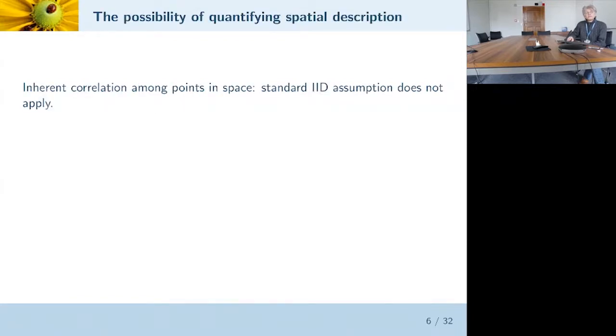Okay, if you want a spatial description, you want to quantify something, your first problem is the problem of correlation. Just because there are points in space, there's an inherent correlation property: given a point, some points are near and other points are further, and that introduces an underlying correlation irrespective of anything else. This means your standard assumption of independently, identically distributed data cannot actually apply, and you have to have some kind of correlation structure that you talk about.